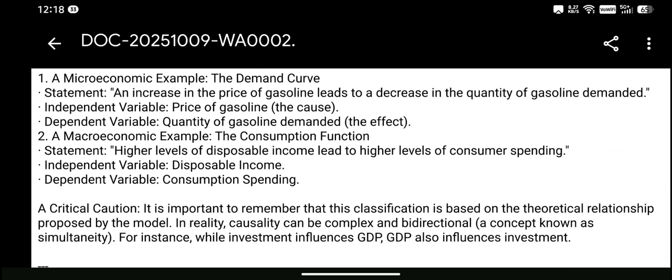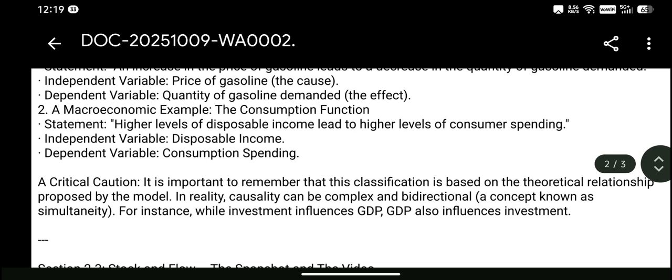A macroeconomic example: the consumption function. Statement: higher levels of disposable income lead to higher levels of consumer spending. Independent variable: disposable income. Dependent variable: consumption spending. I repeat that statement of the macroeconomic example: higher levels of disposable income lead to higher levels of consumer spending.